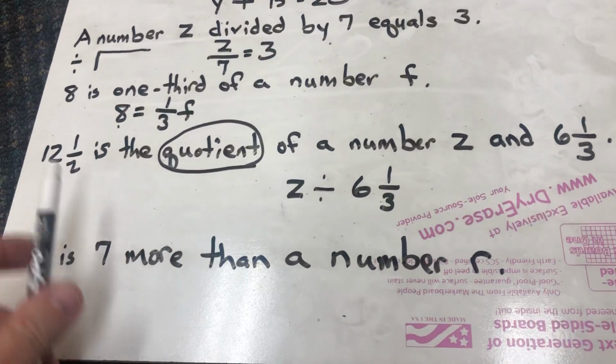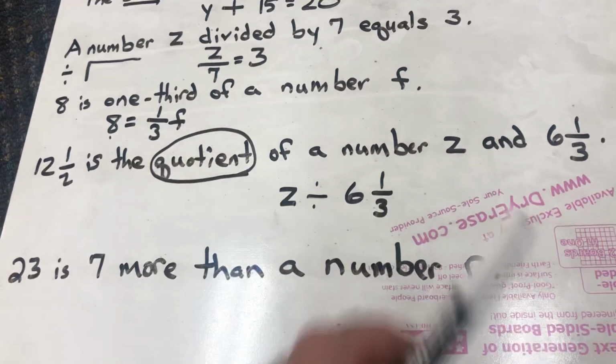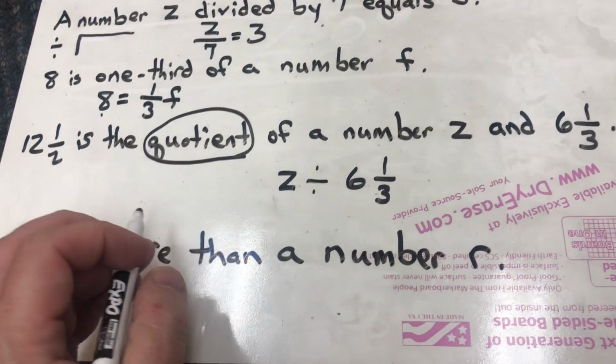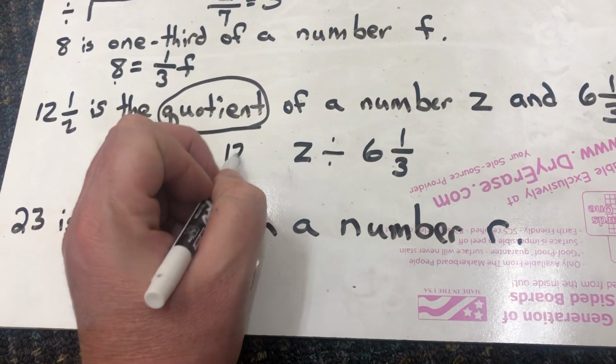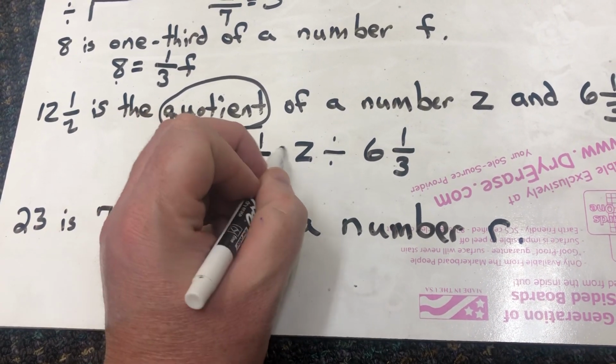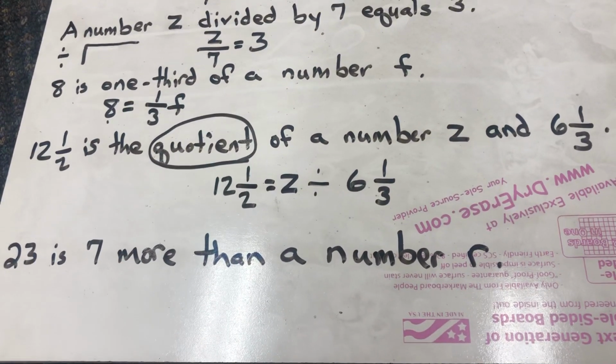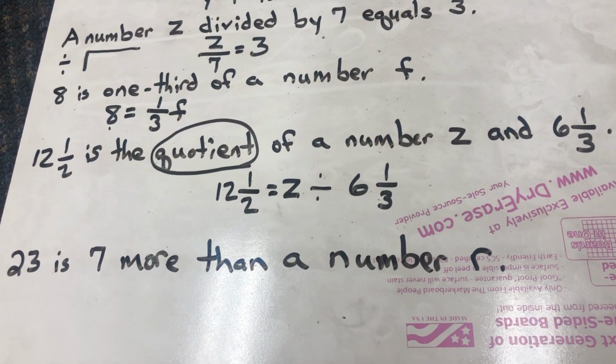Well, the rest of this says 12.5 is the quotient of. So it sounds like at the beginning, I need to put 12.5 equals z divided by 6 1/3.